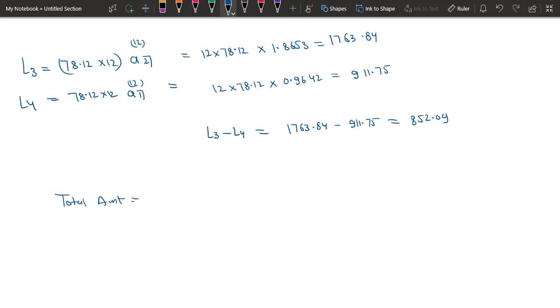So total amount paid in this whole year will be 12 into 78.12, and total capital paid 852.09. If you subtract from this, you get the total amount of interest paid. So this is how we do the question in this chapter.